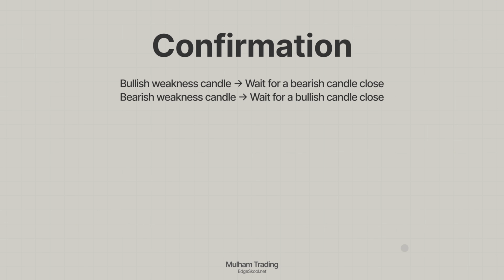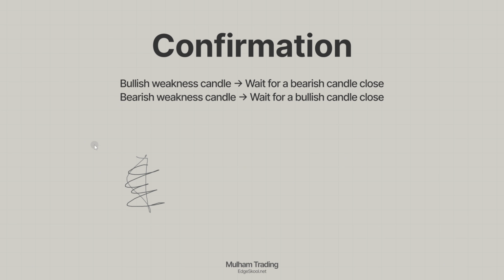Okay, so for confirmation, we're going to be using only one time frame, which is the 15-minute. Bullish weakness candle means price is going up and we're closing bullish. So this is a bullish candle, but we close with weakness. Whenever we have this, what we need for our confirmation is something very simple, which is waiting for a bearish candle to close. So we have weakness, and then this is a bullish candle. I just need another bearish candle here, and that's going to be our confirmation.